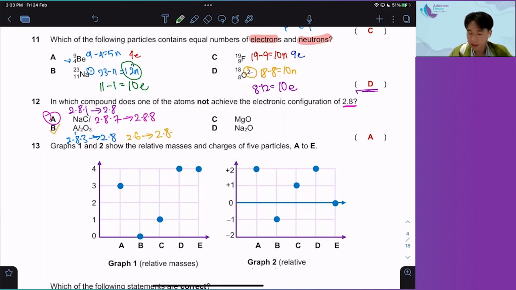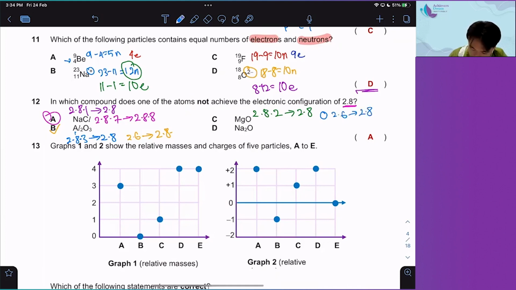Let's look at C. Magnesium. So magnesium is 2.8.2. It will lose 2 electrons to form 2.8. And oxygen will be similar, so it's 2.6 becomes 2.8.